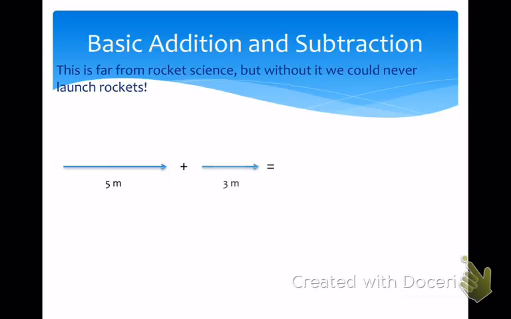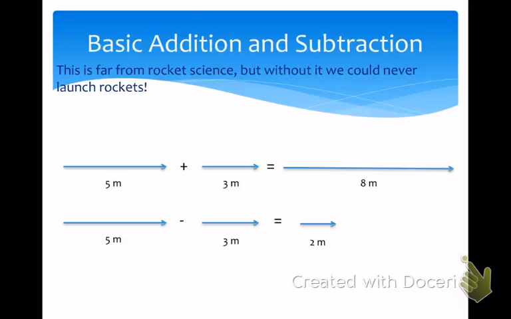Now, if I wanted to add that to a 3-meter vector that was pointing to the right, okay, 8 meters. Not a big surprise. I could take 5 meters and subtract from it a 3-meter vector, and lo and behold, you get a 2-meter vector. Now, notice that the size of the vector denotes its magnitude, and the arrow is always pointing in the direction that it's going.